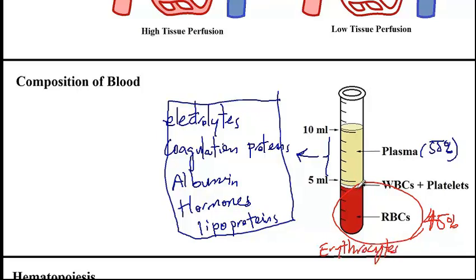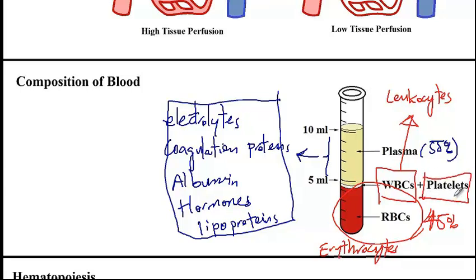And then there's a small layer in between the plasma and the red blood cells, and that layer contains the white blood cells, which are our immune cells. The other name for white blood cells is leukocytes. And then this layer also contains platelets, which are required for coagulation.